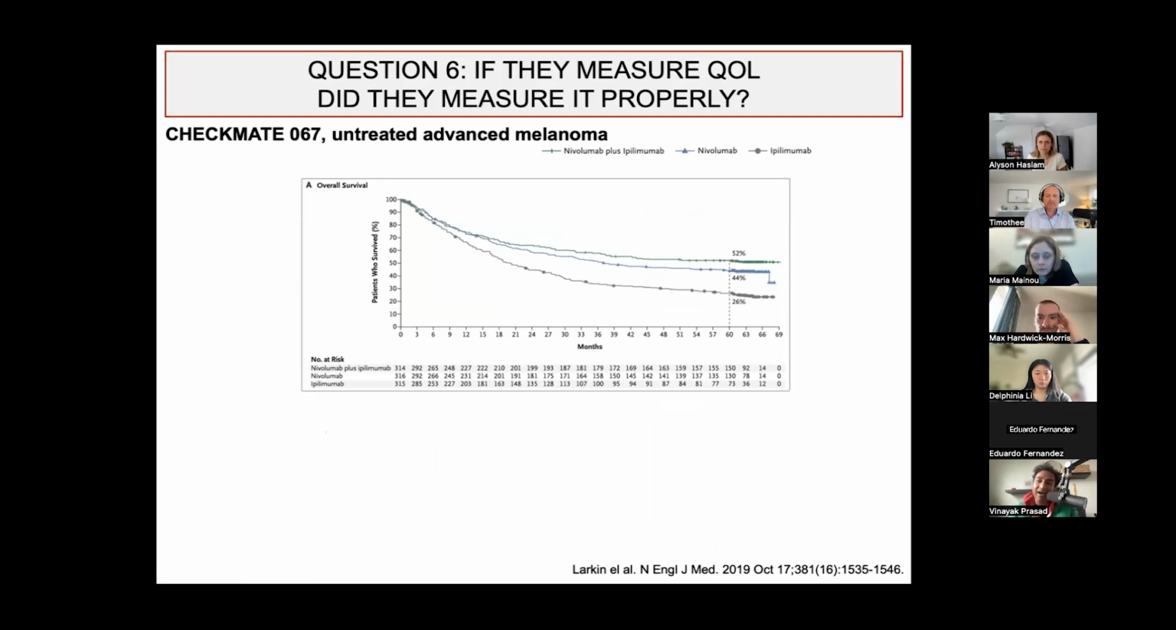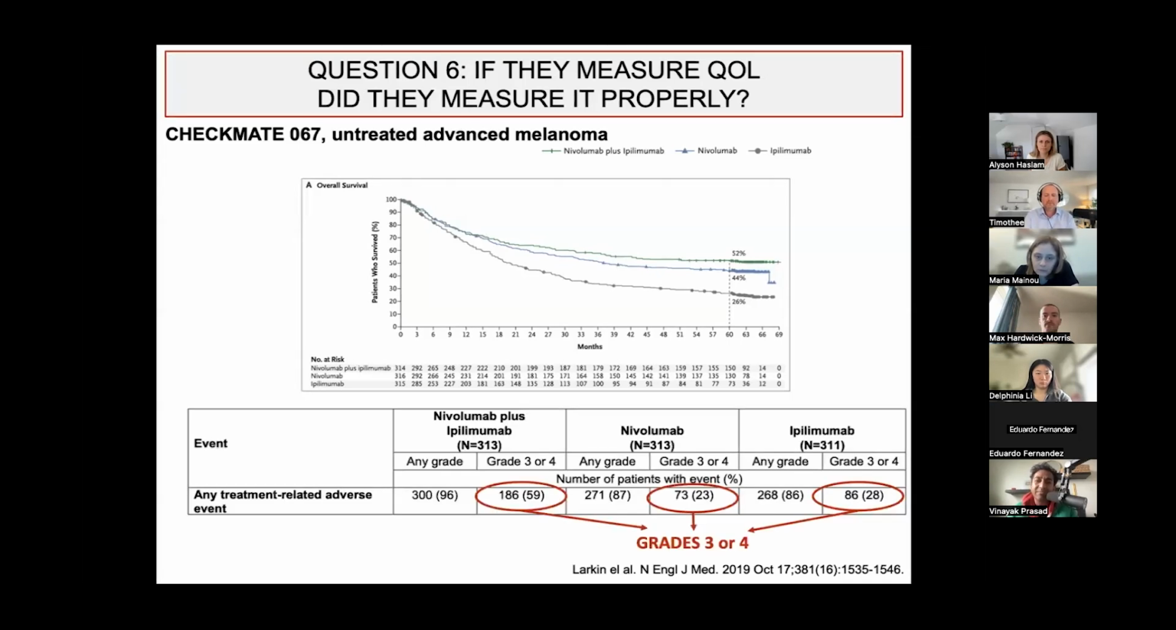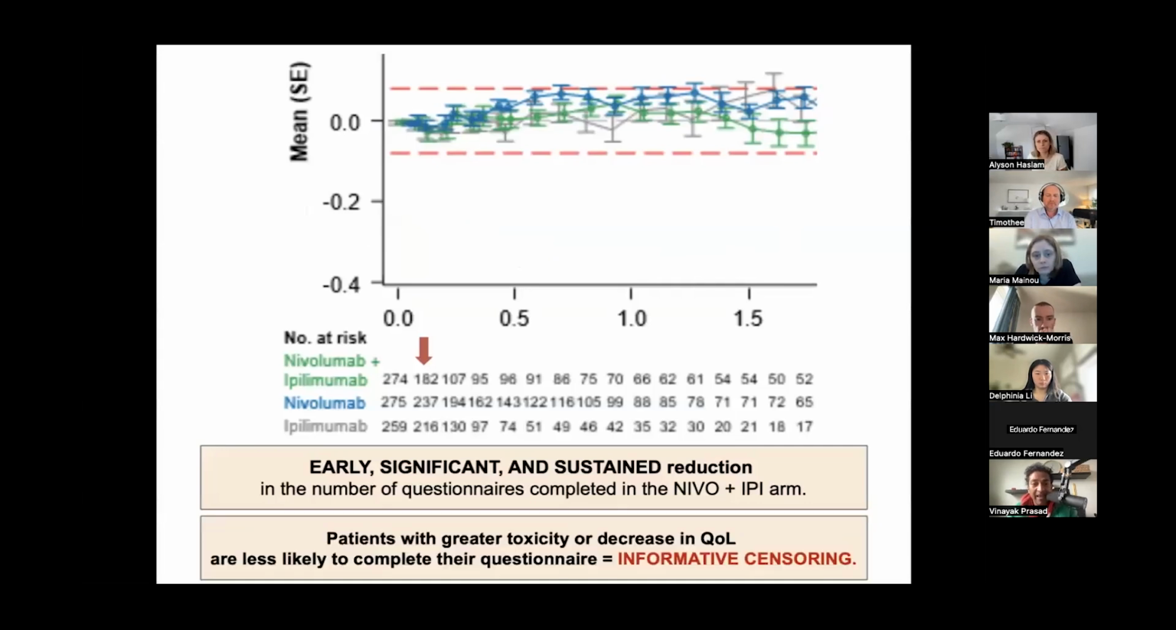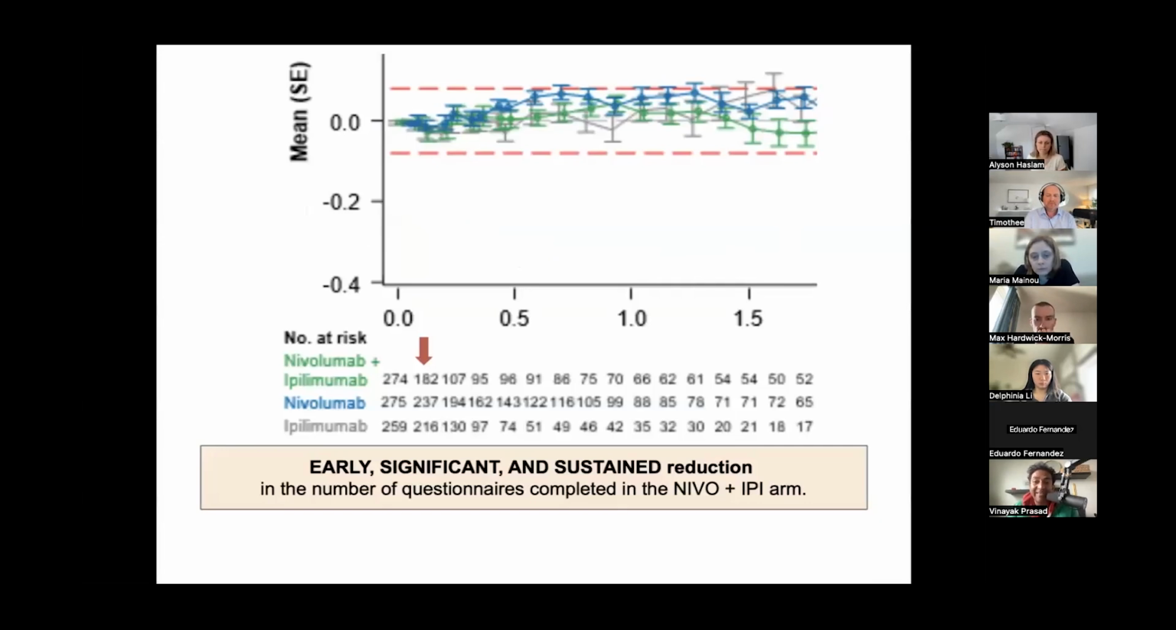But when you tell that to a doctor who gives Nivo-Ipi, they're going to say, that doesn't sound right. Nivo-Ipi is incredibly toxic. It blows out pituitaries, causes autoimmune hypophysitis. It causes all these IRAEs, immune-related adverse events. It's way worse than Nivo, but why is the quality of life no worse? And what Timothy investigated was that the grade 3-4 toxic events are way worse, but the quality of life is no worse. Why?